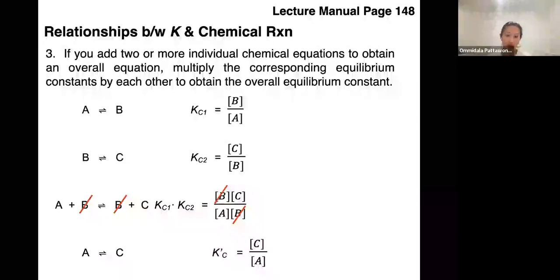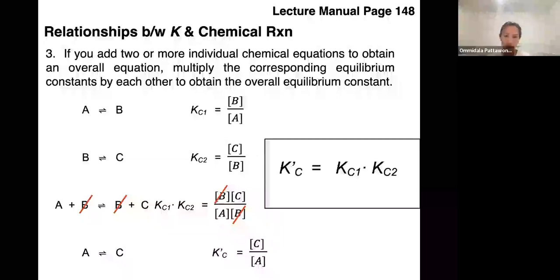So to conclude, if you add two or more individual chemical equations to obtain an overall equation, you are going to multiply the corresponding equilibrium constants by each other to obtain the overall equilibrium constant. You're not adding them, you multiply them.